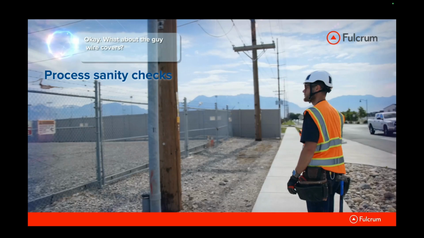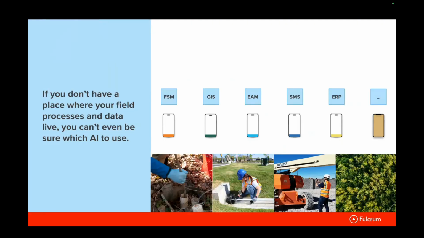I need to make sure that this part of the process is covered at this time. Where does the AI learn that? And in fact, what AI are you going to be using to do it? My thought is that if you don't have a place where your field data and processes live, if you don't have a place where you can find those things, then the AI will not have a place to go to say, here's a full comprehensive understanding of what that process looks like.